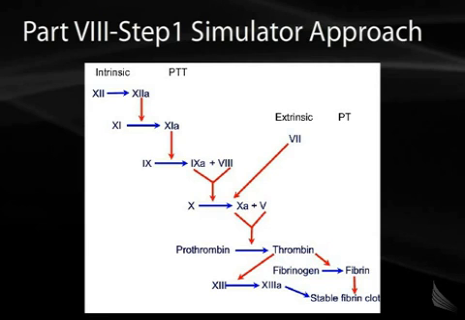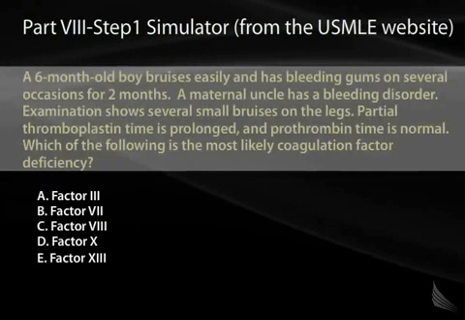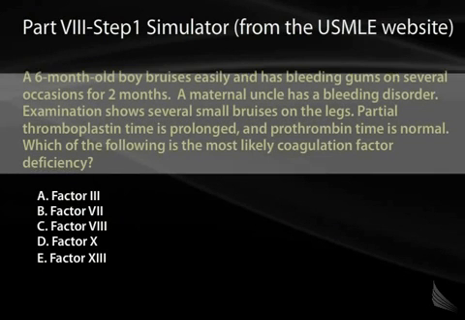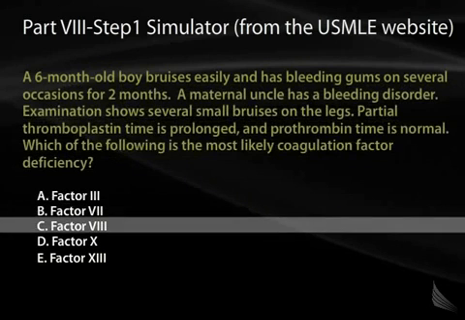So back to the question. With the partial thromboplastin time, the PTT, being prolonged, and the PT being normal, then you would think factor 8, right? And you would call this hemophilia A.